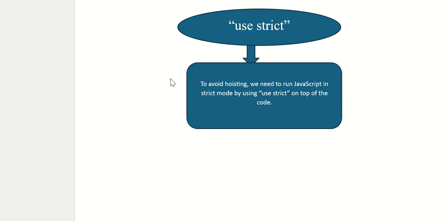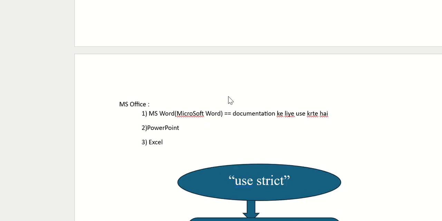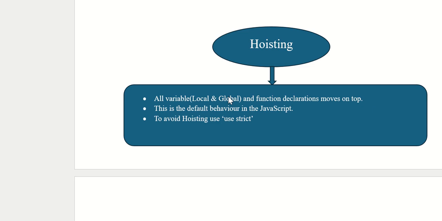So let's discuss use strict mode. Here we have mentioned the keyword for use strict mode, "use strict", and the use case we have already explained in the bullet point: to avoid hoisting. That's why I said all the videos are linked together. In the previous video we discussed hoisting, so let's explain some bullet points on hoisting.